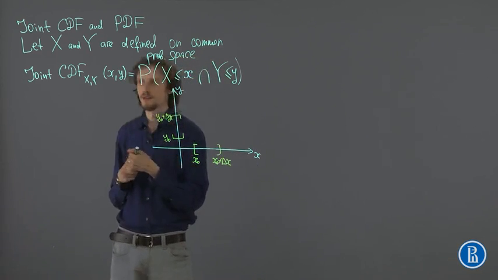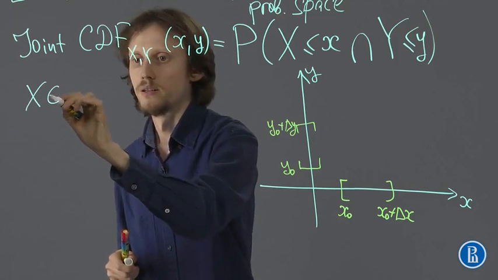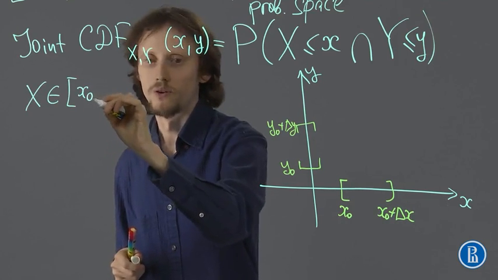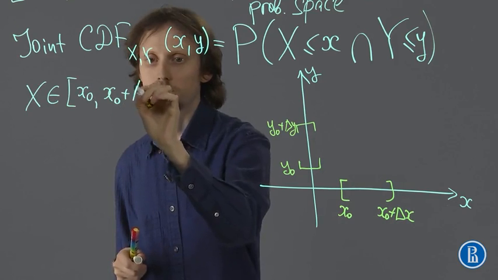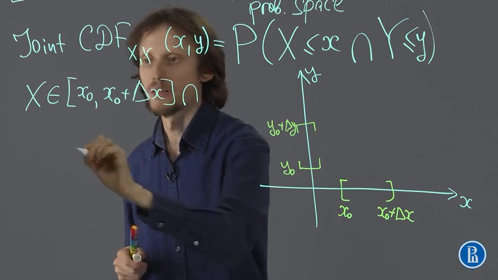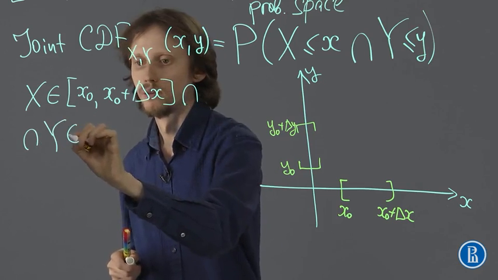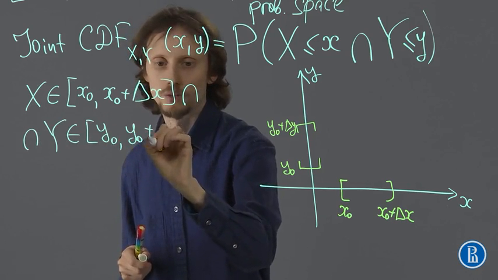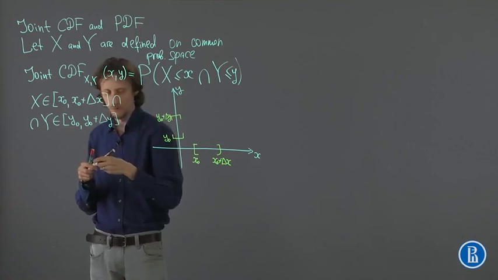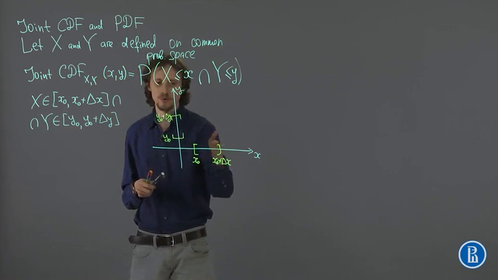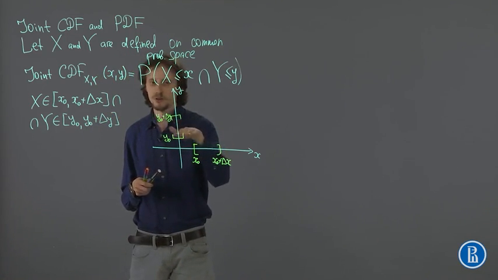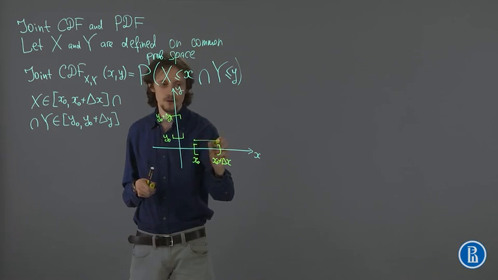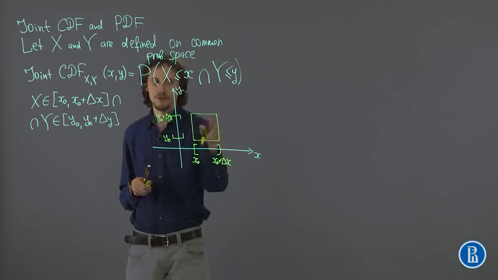And let us consider an event that x is in the segment from x0 to x0 plus delta x, and at the same time y is in the segment from y0 to y0 plus delta y. It means that the x coordinate of the point is here and the y coordinate of the point is here, and so the point itself lies somewhere in a small rectangle that looks like this one.